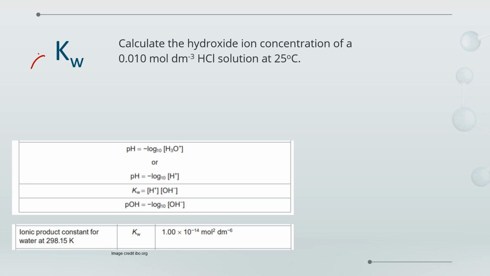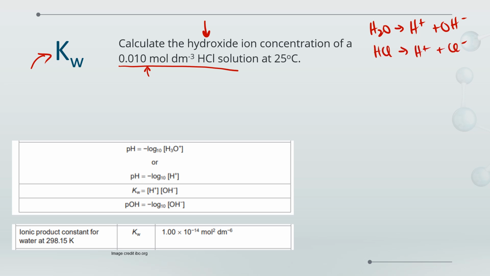We can use Kw to figure out ion concentrations of aqueous solutions that aren't pure water. It's pretty cool. So let's say that I've got this acid solution, hydrochloric acid, that has a concentration of 0.01 moles per cubic decimeter. And I actually want to figure out how many hydroxide ions are left from the water that is dissociating. So we know that an aqueous solution has water, and sometimes that water can dissociate into hydrogen ions and hydroxide ions. We know that our hydrogen chloride in water is going to dissociate into H pluses and Cl minuses.